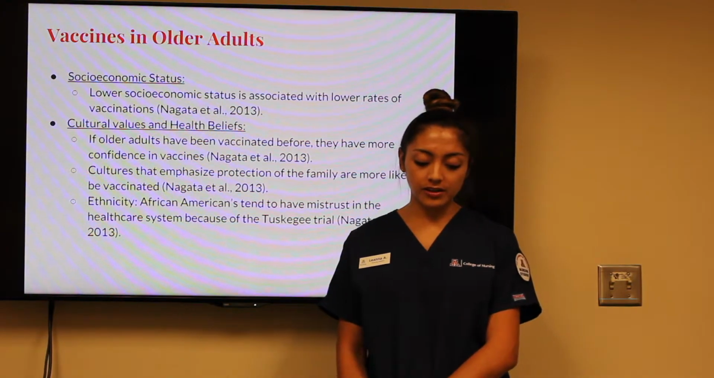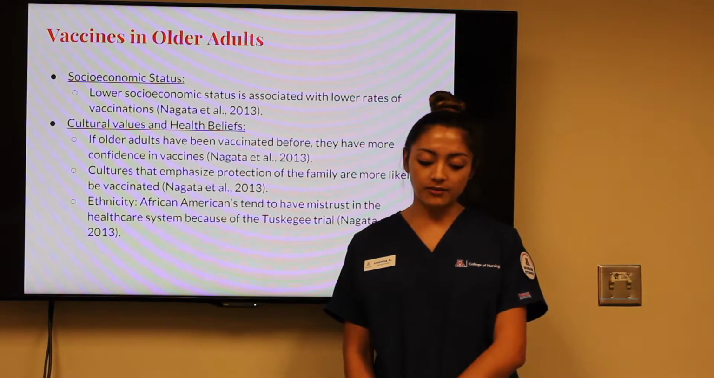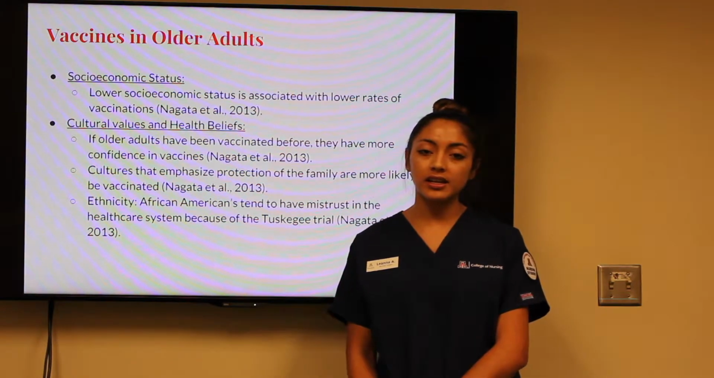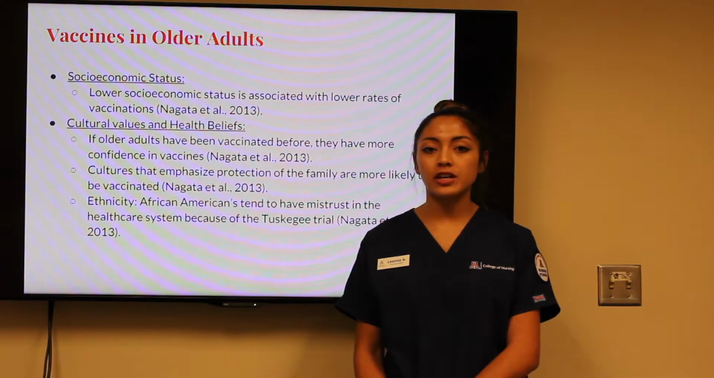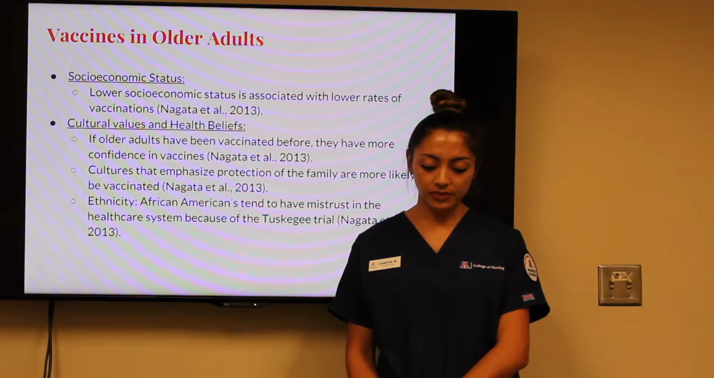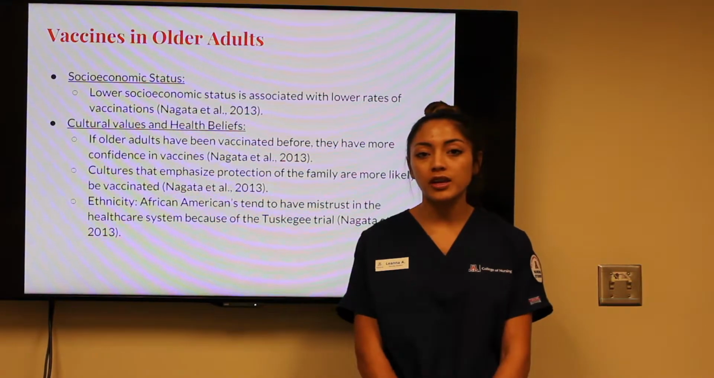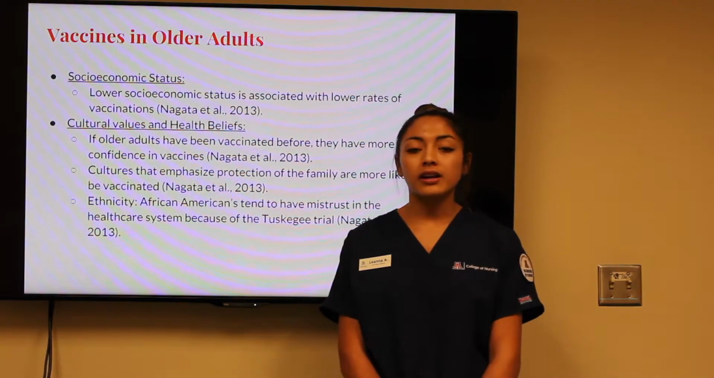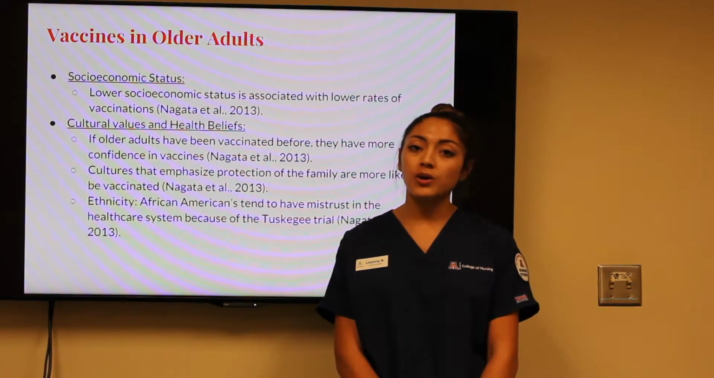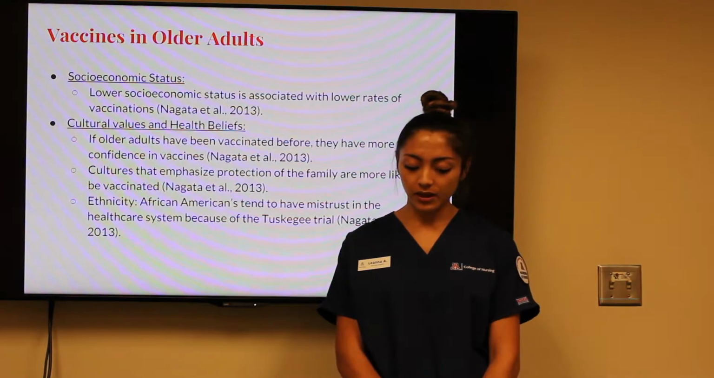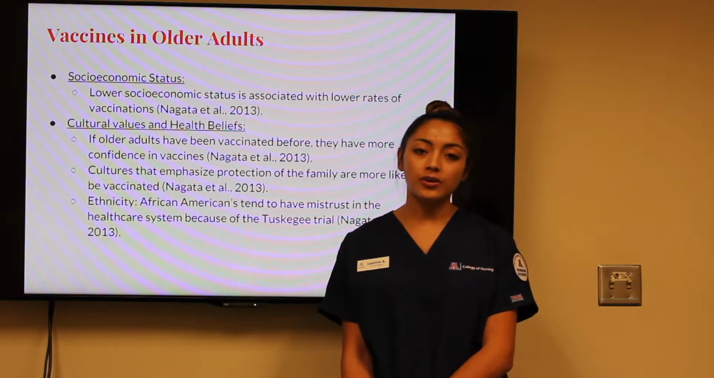Now the second factor that they identified is cultural and health practices. The study found that older adults who have been previously vaccinated had a higher rate of vaccinating themselves as older adults as well, and also encouraging their families to get vaccinated. This could be because they value protection of the family, and that also goes along with herd immunity. If more people in the population vaccinate themselves, they can protect other people in the population who maybe can't get vaccinated.